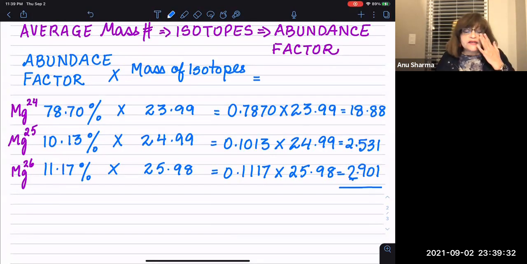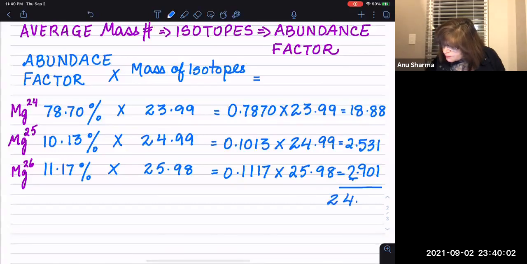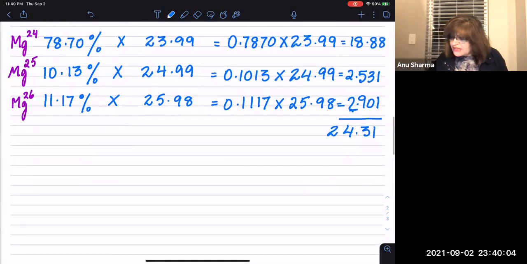Okay, so when we did this math, we found that 18.88 comes when you multiply 0.7870 and 23.99, and then 2.531 is obtained when 0.1013 times 24.99 is multiplied, and then 0.117 times 25.98, when that is multiplied, you get 2.901. When you add these up, all of these come out to be 24.31.